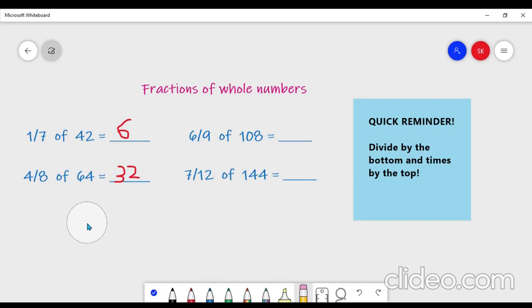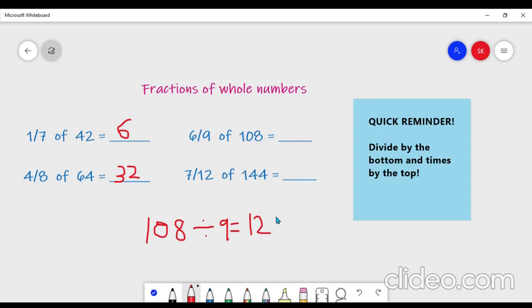Now moving on to the next question, 6/9 of 108. Again, 108 divided by 9 is equal to 12. 12 times 9 will give us 108, so 108 divided by 9 is 12.